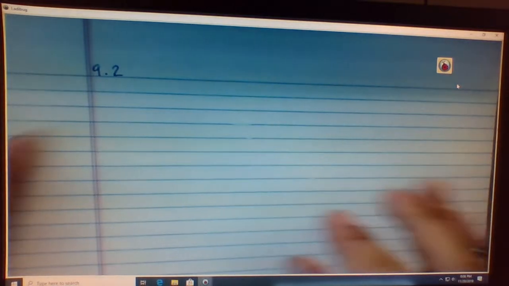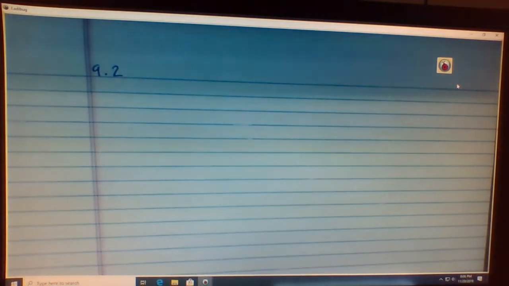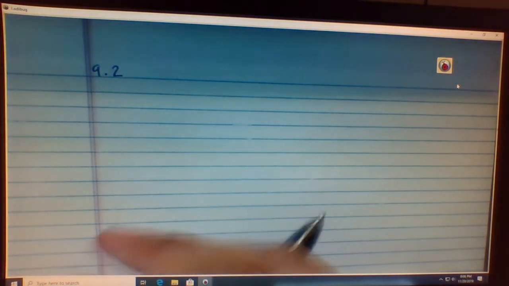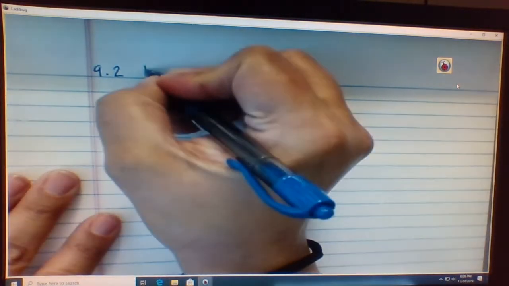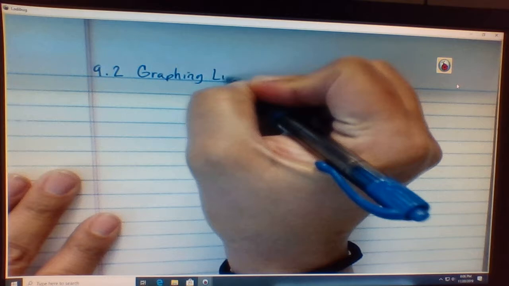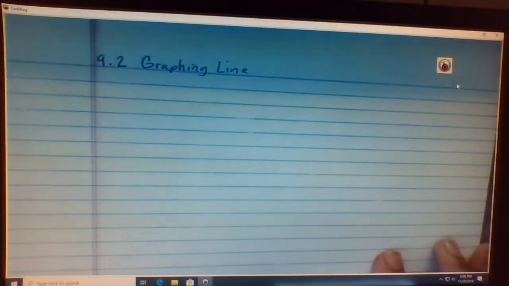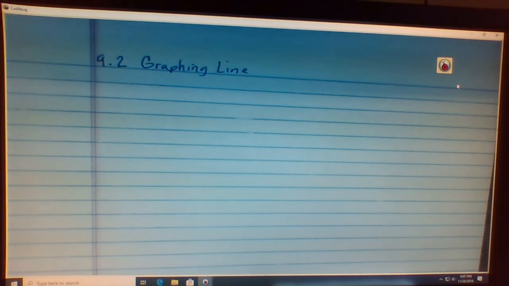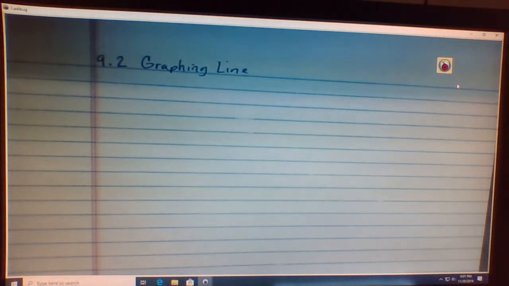9.2, graphing lines. I didn't even see what this assignment looked like, I think. But let's do this. I have the notes based on the book, but I didn't see exactly how it's in my MyMathLab.